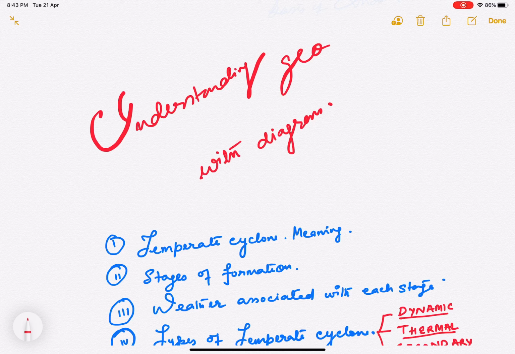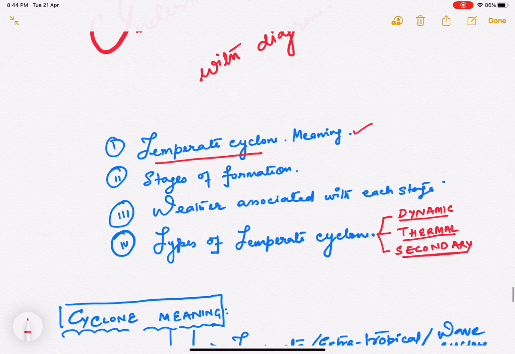Today we'll be talking about the temperate cyclone. First, we'll talk about the meaning of the temperate cyclone. Second, we'll be talking about the stages of formation. Third, the weather associated with each stage. Last but not the least, the types of temperate cyclone. Yes, temperate cyclones do have types.